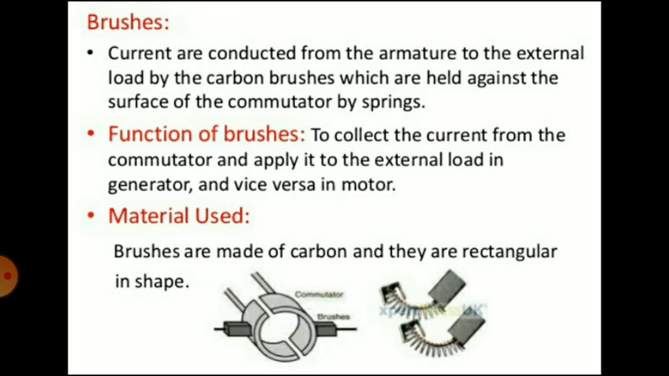Then brushes. Current is conducted from the armature to the external load by the carbon brushes, which are held against the surface of the commutator by springs. The function of the brushes is to collect the current from the commutator and supply it to the external load in a generator, and vice versa in a motor. Brushes are made of carbon and they are rectangular in shape.